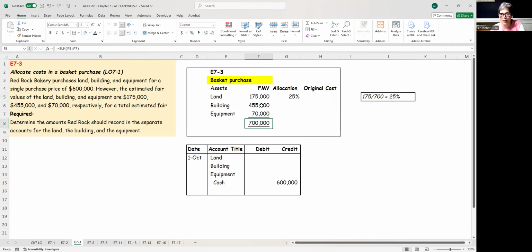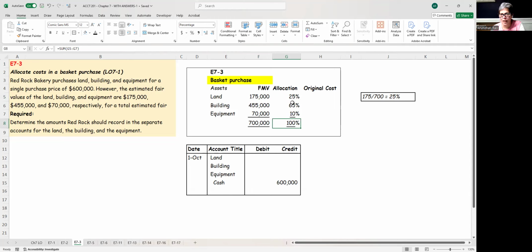Now I do the same thing for building. 455 divided by 700 is 65%. And then 70 divided by 700 gives me 10%. So we have 25, 65, and 10. They have to add up to 100%. I'm basically looking at what each of these is as a percentage of the total. So the total is 100%, and I came up with 25, 65, and 10.